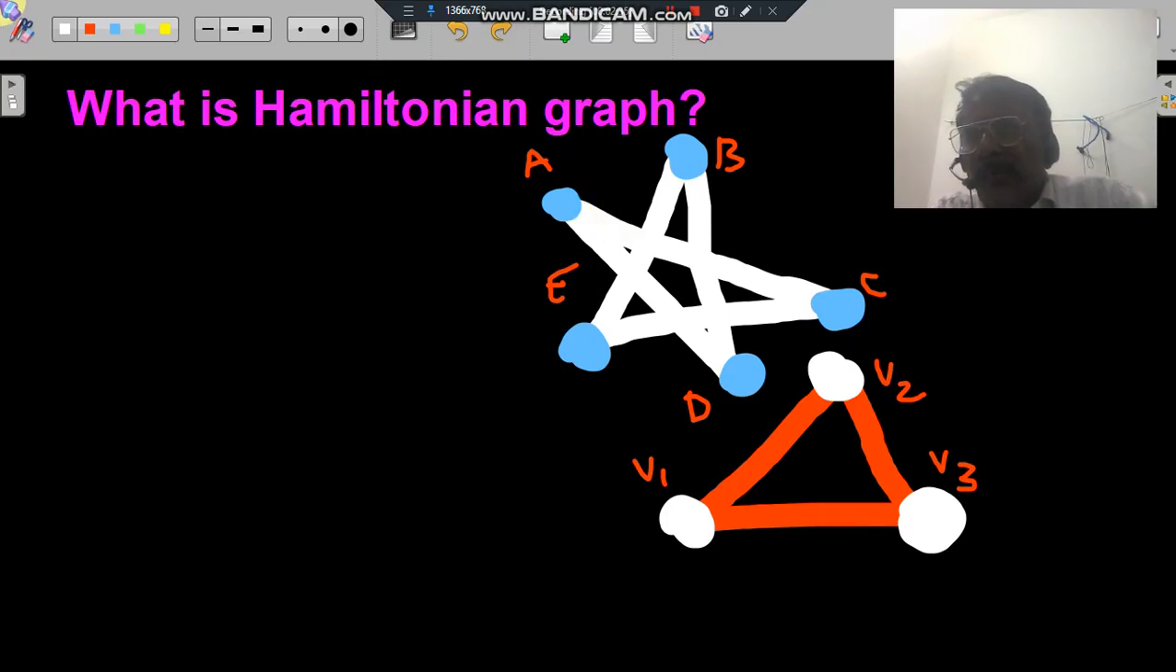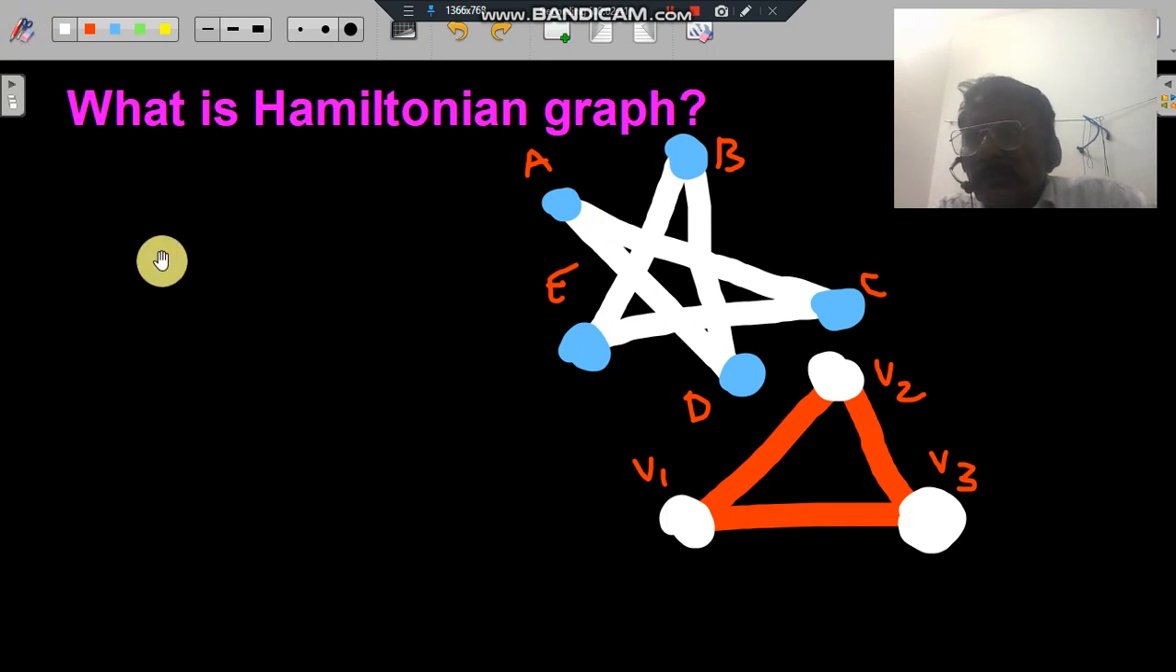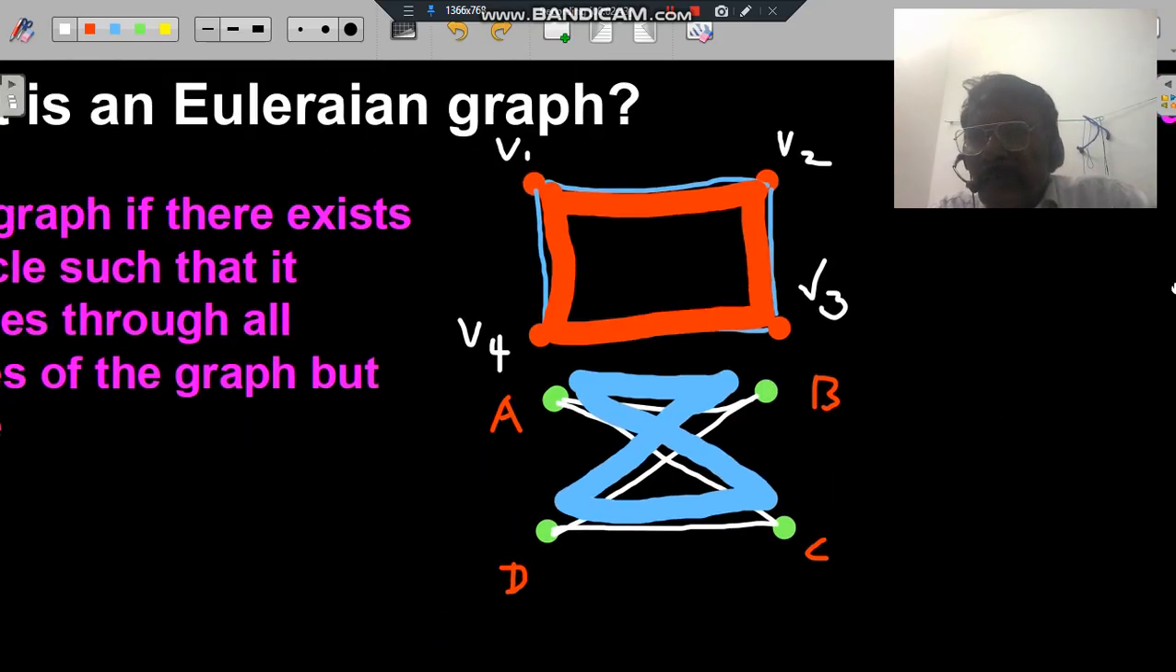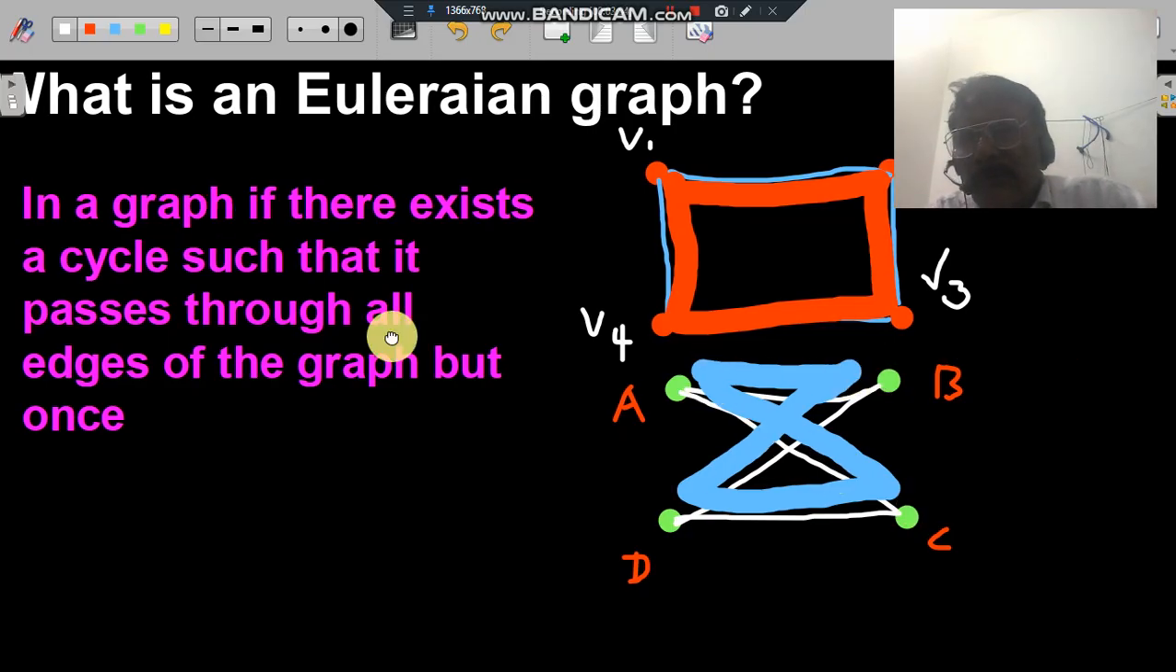In the previous case, the speciality is that the cycle passes through all the edges but once. This is one edge, this is another edge, another edge, the fourth edge. So the cycle passes through each edge only once. Similarly here, the cycle passes through each edge but once.